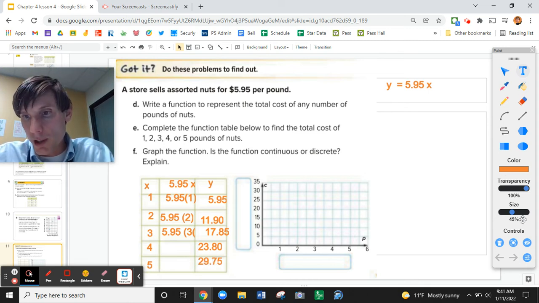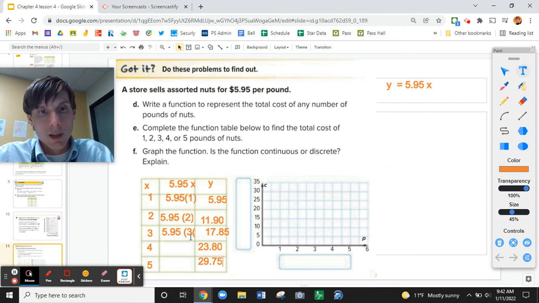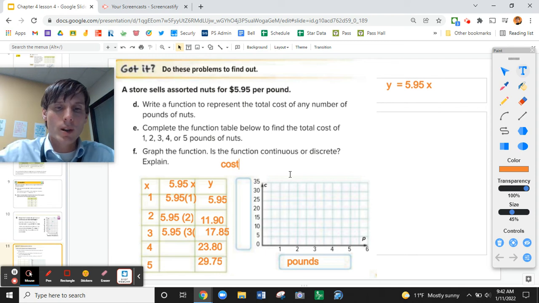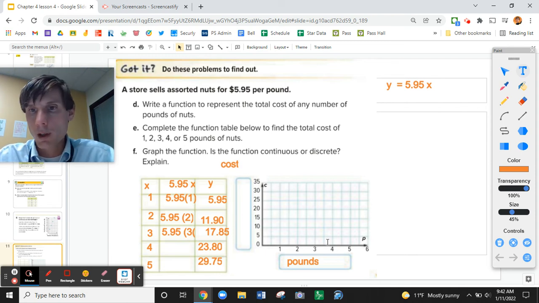So go ahead and plot some of these over here. So again, we have our function. Ta-da! We've got our table, and now we graph it. That's all we're doing, right? So x represents the number of pounds. You could just say pounds. Our y here, that's our cost or price. So I'll just write cost. This goes right here. Okay.